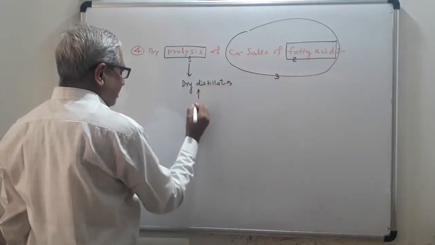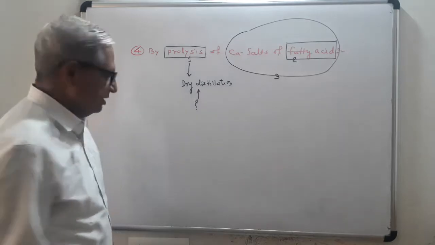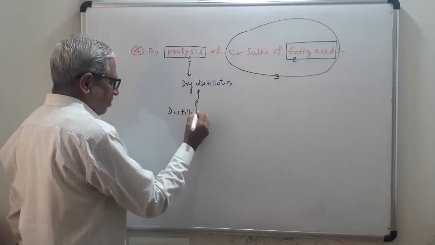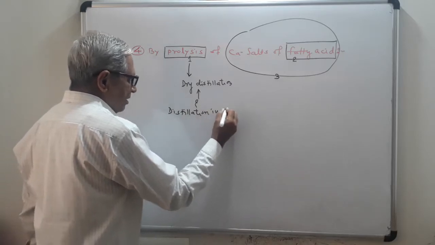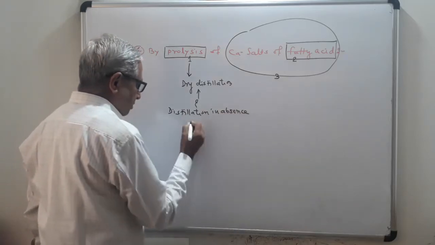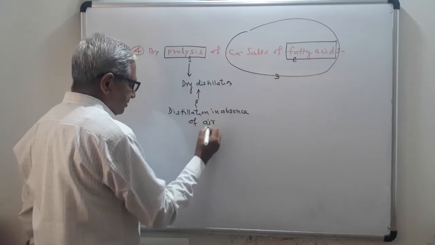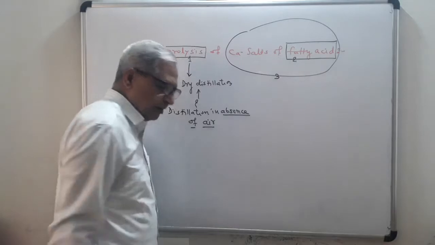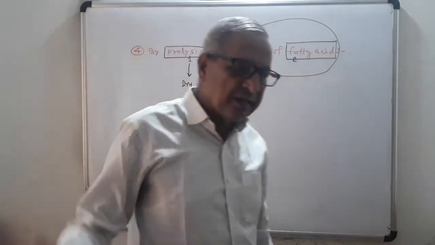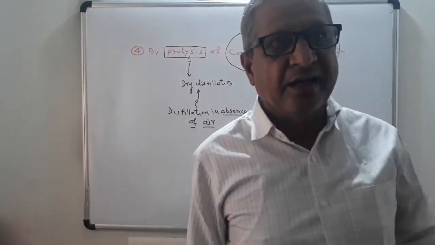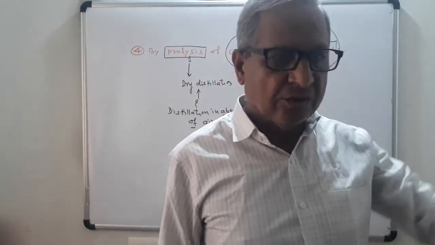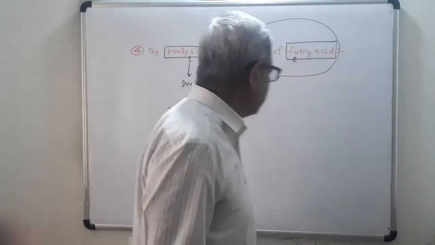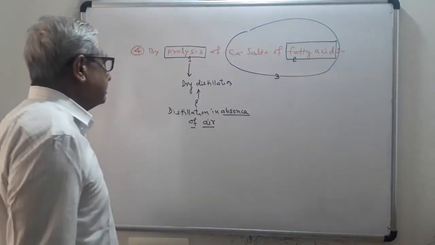Now the question here: what is dry distillation? Dry distillation means distillation in absence of air. Suppose you take it in presence of air. Air contains oxygen, and in presence of oxygen the aldehyde will be converted to carboxylic acid. Therefore, it is called dry distillation.